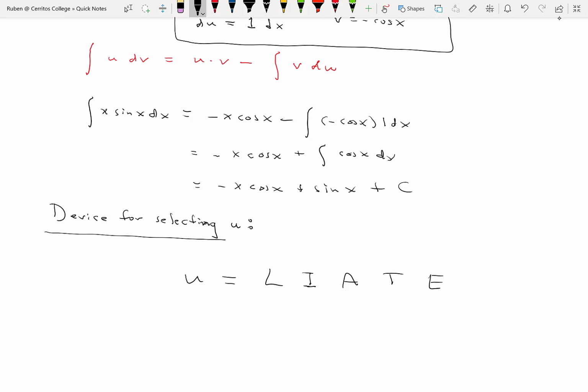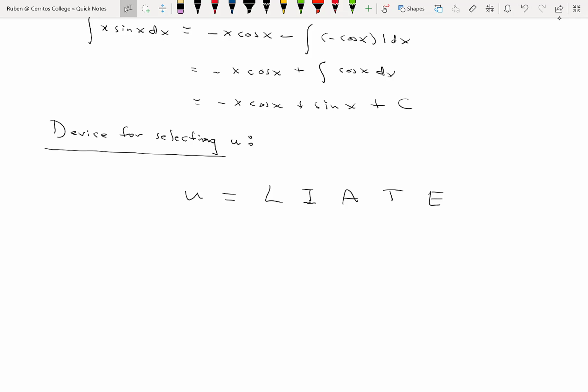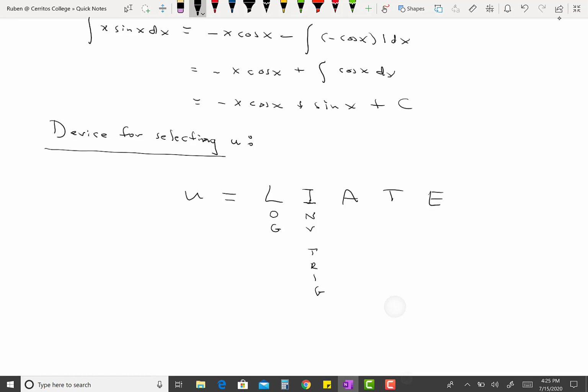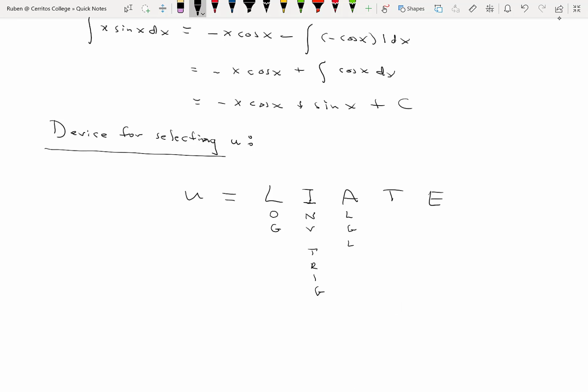And what you do is you read this device from left to right, and you go through your integral one letter at a time. You ask yourself, are there any logarithms in your integral? If there were, you would let u equal the logarithm, and then dv equals everything else. If there were no logarithms, you check for inverse trig functions. If there were any inverse trig functions, you would let u equal the inverse trig function, and dv equals everything else. You look for, this one's a little strange, algebraic functions.